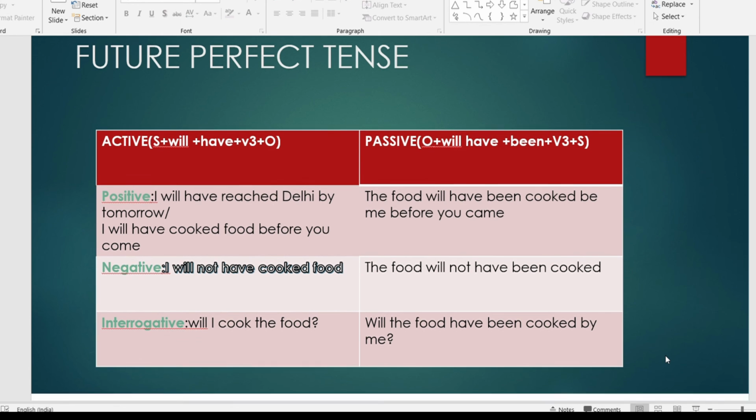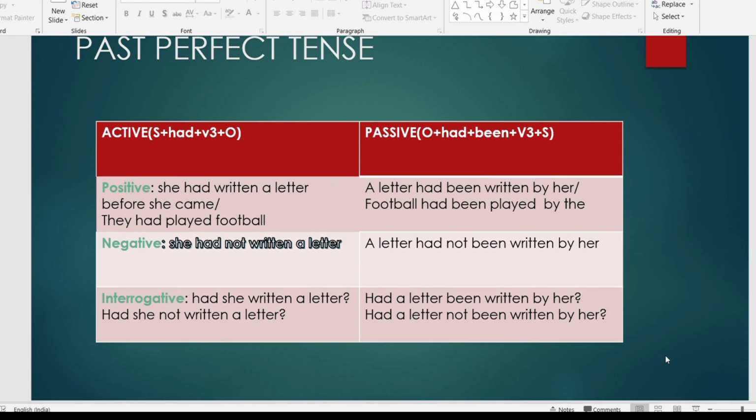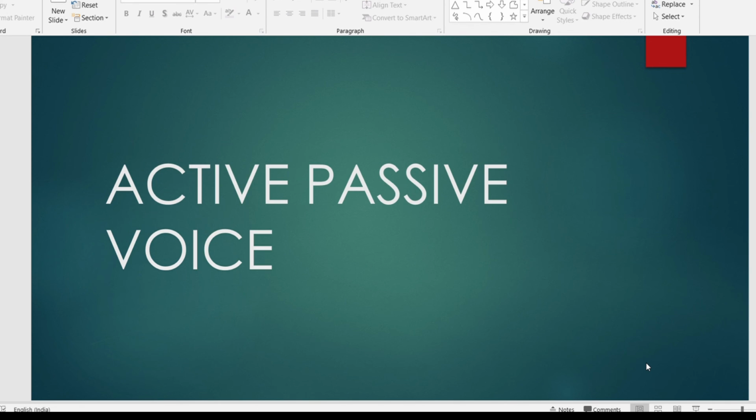So this is how future perfect tense and all the other tense forms must be converted from active to passive. And this was all about this.